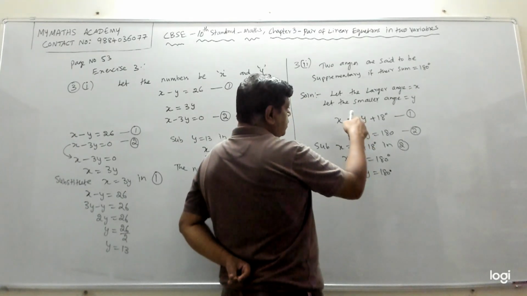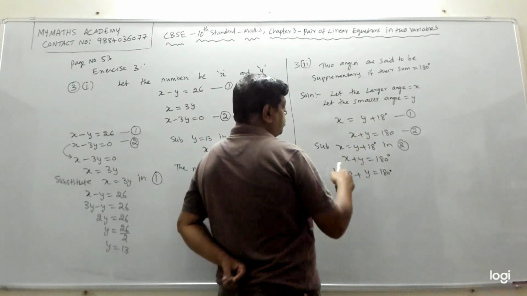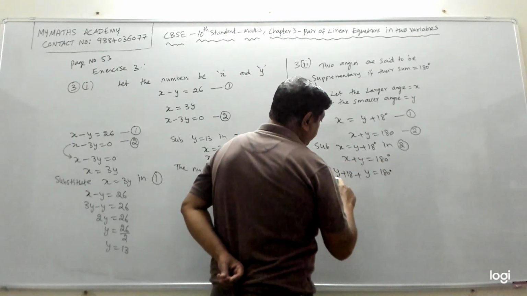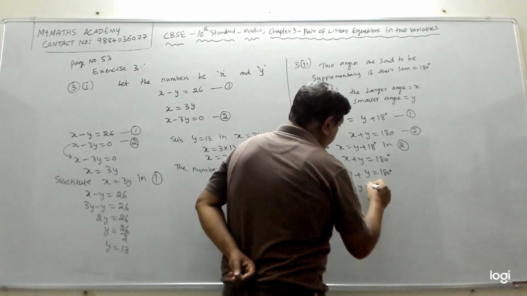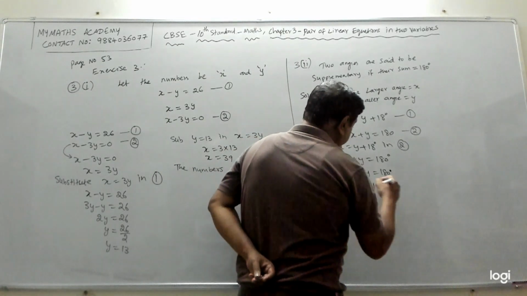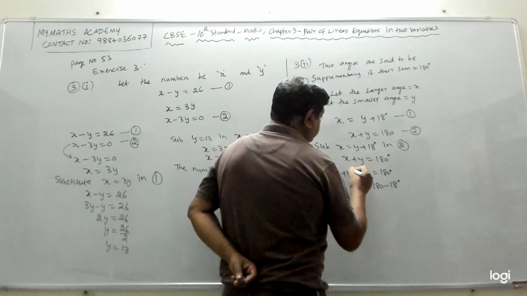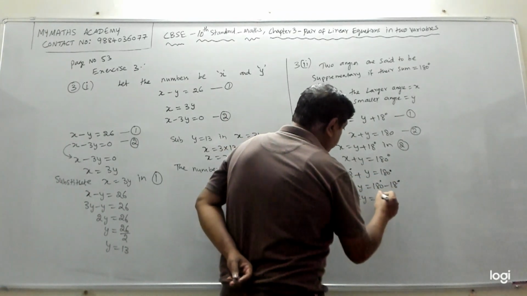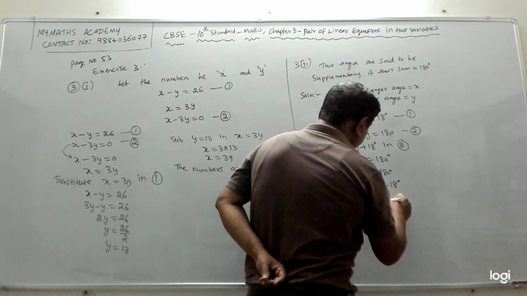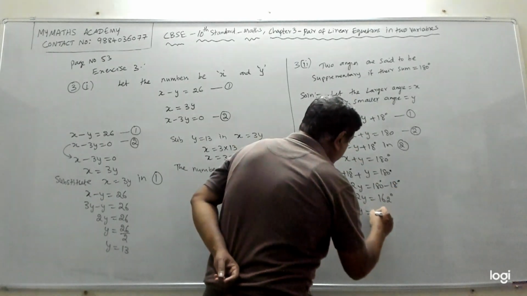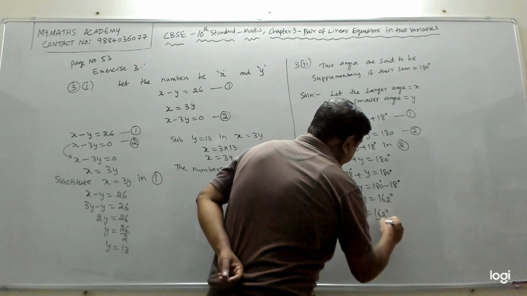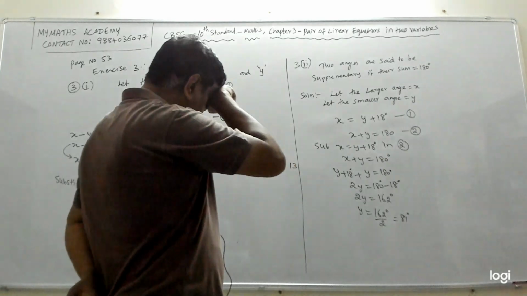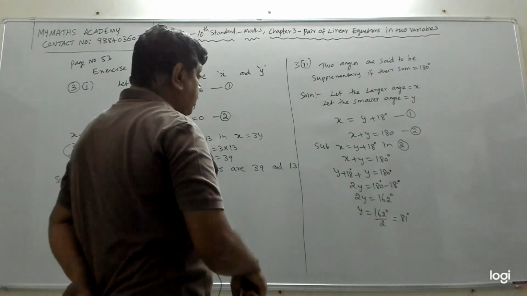So from equations 1 and 2, substituting, x is y plus 18, y plus y is 2y. So 2y equal to 180 minus 18, this 18 goes to this side. 18 degrees. Then 2y is equal to 162 degrees. So y becomes 162 degrees divided by 2, which is 81 degrees.